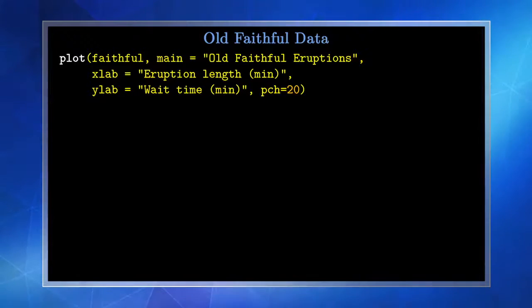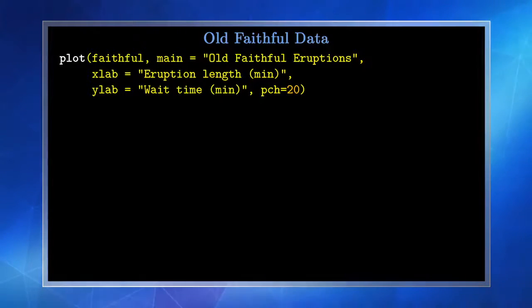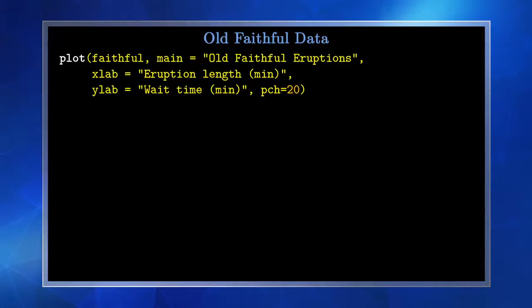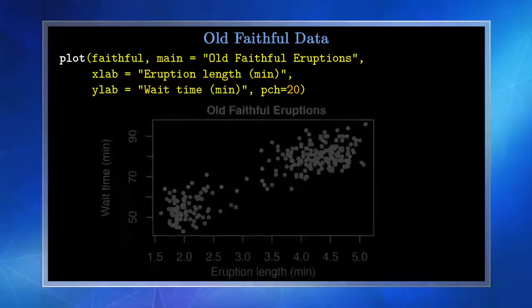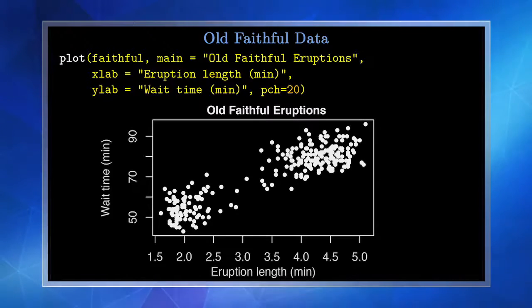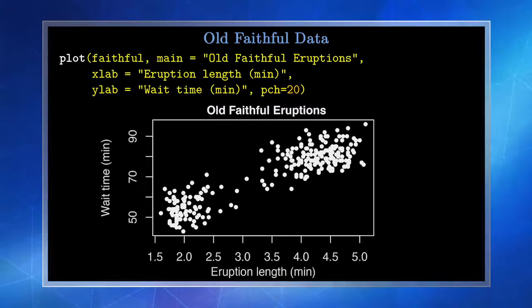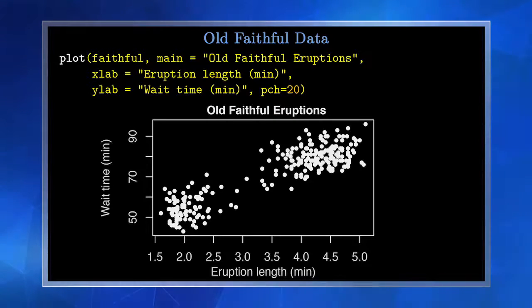Notice what we've also done here is change the plot character. So we've set our plot character, or PCH, equal to 20. This actually gives us a darker point so that we can better see our data. When we run that code, we get an updated plot. Old Faithful Eruptions, a great title. Our X and Y labels are accurately labeled with minutes. And we see our points really jump out of the screen at you.